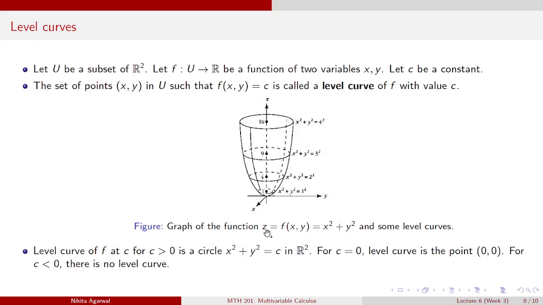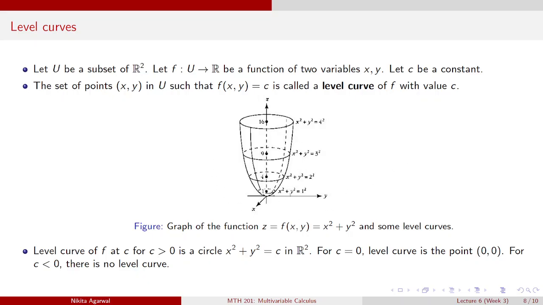When z equal to 0, you get a point, right? So x square plus y square equal to 0 if and only if both x and y are 0. So you get a point. And when z is negative, when you put the constant to be negative, then you have no solution, right? Because x square plus y square is always non-negative. So how can it be equal to a negative number? So therefore this picture you see is only on the positive side of z.